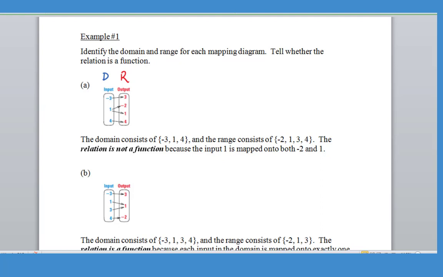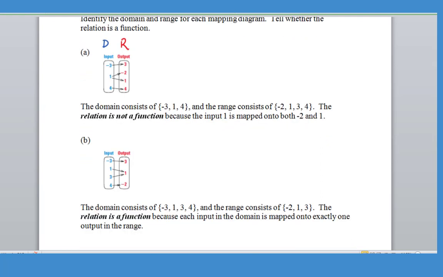Now, if we move down to part B, again, identifying the domain, very straightforward. It's all the input values. The range is all of the output values. Now in this case, our input values each have one output value.